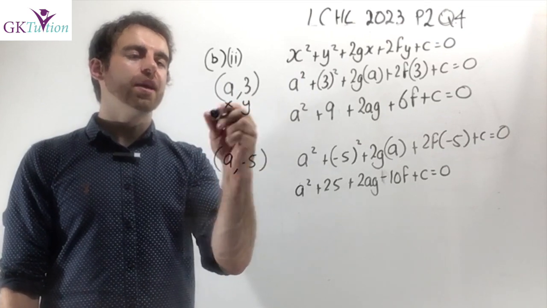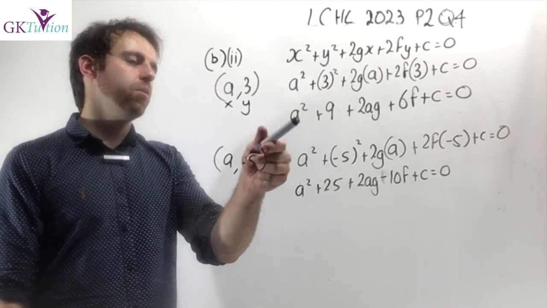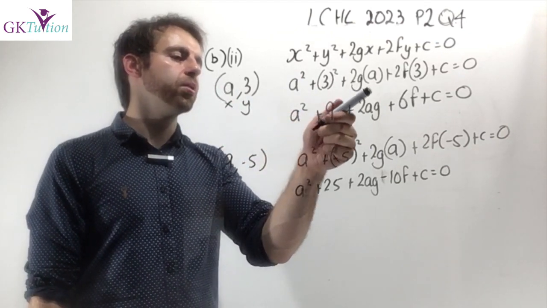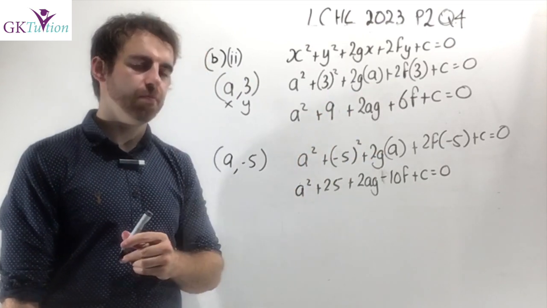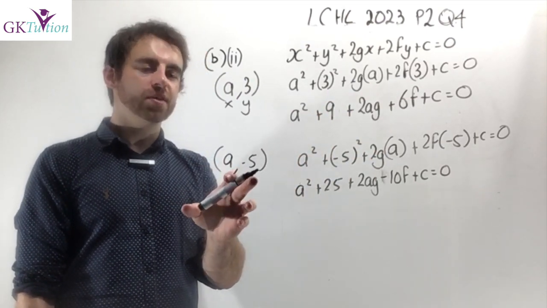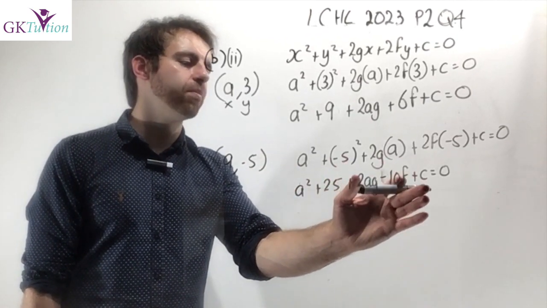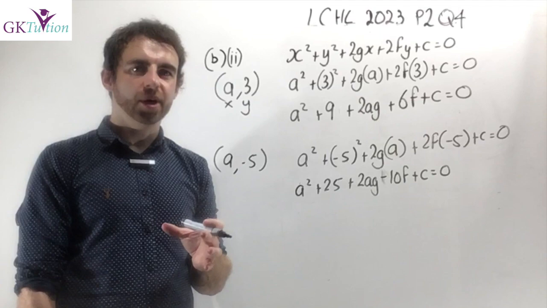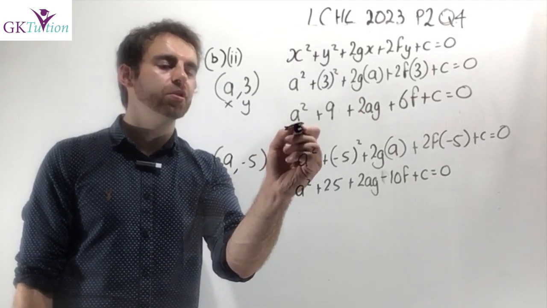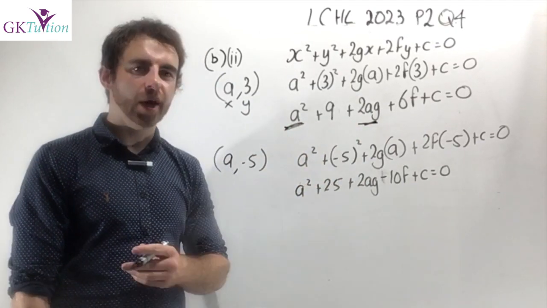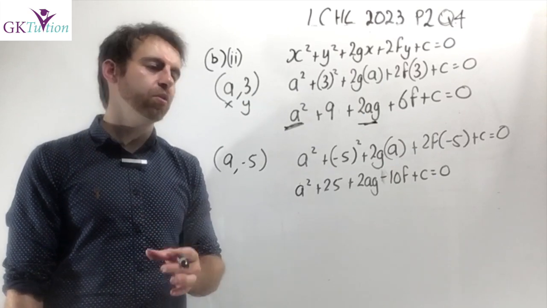If you sub in x equals a and y equals 3, you end up with a squared plus 9 plus 2ag plus 6f plus c. If you sub in the other point, a minus 5, you get a squared plus 25 plus 2ag minus 10f plus c equals 0. Now this might seem like a nightmare because we're introducing an a squared term and a 2ag term. But this is actually good news for us.